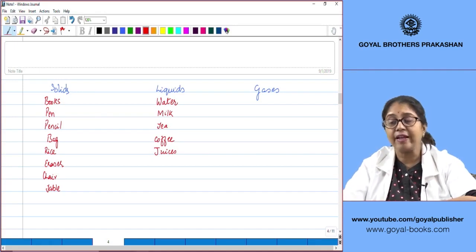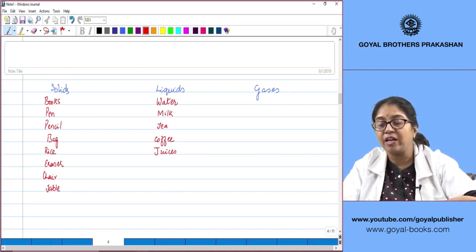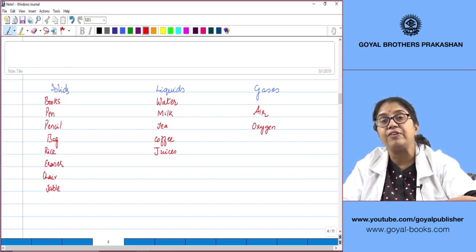Then coming to the gases, the excellent example of gas is air, and then we have oxygen. All these are gases, children, which do not have a definite shape, neither do they have a definite volume. They do not have any free surfaces. They are highly compressible, and they are least dense.